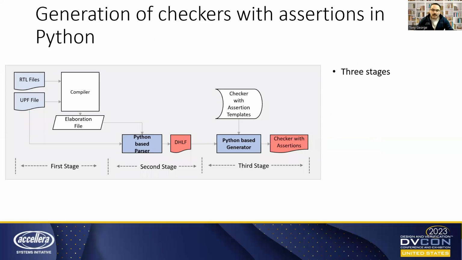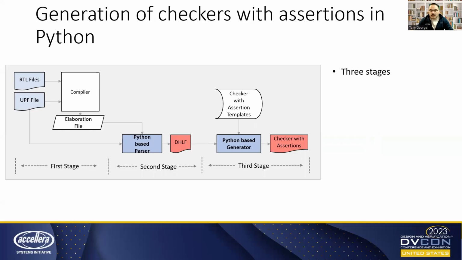Now, our plan is to have assertions and checkers automatically generated. The easy choice for us is to use Python and write the necessary scripts to generate the checkers and assertions. We can invoke our Python scripts from the same makefile which is used for the compilation, elaboration, and the simulation. The invoked Python scripts will do the rest of the job.